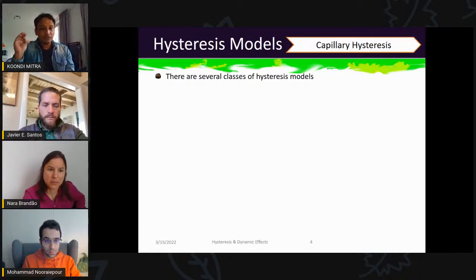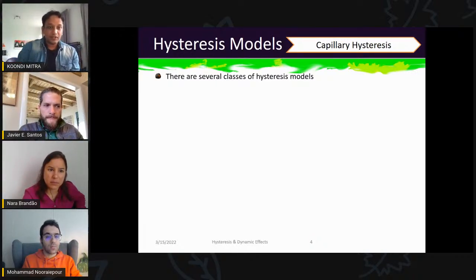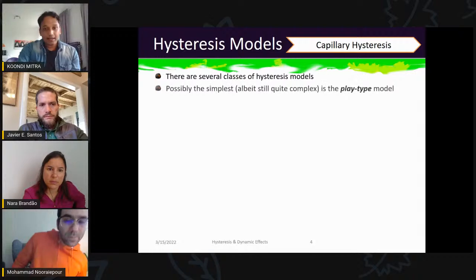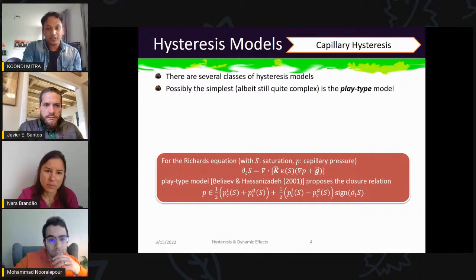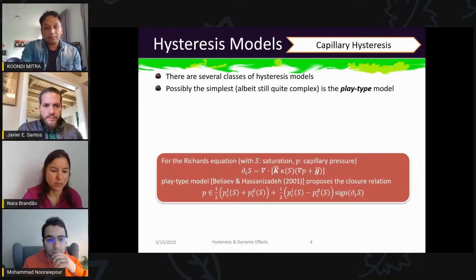But the models we are going to use are going to be simple enough so that we can use mathematical tools to predict the phenomena that we want to discuss. And a good starting point for this will be the plate type hysteresis model, for example. So say we have the Richards equation, which equates the water saturation with water pressure. Then the plate type hysteresis model proposed in this paper relates this pressure and saturation by this menacing looking term.